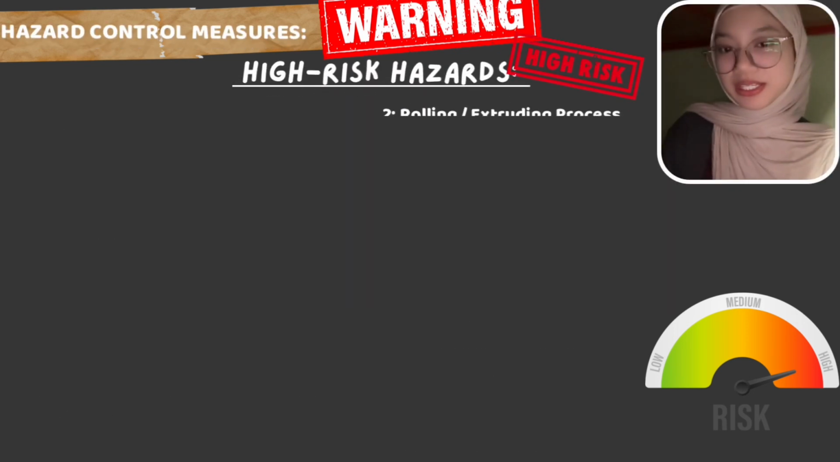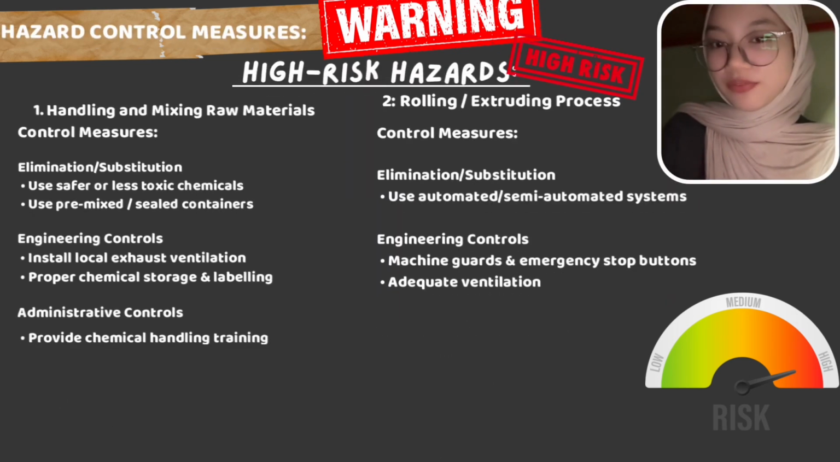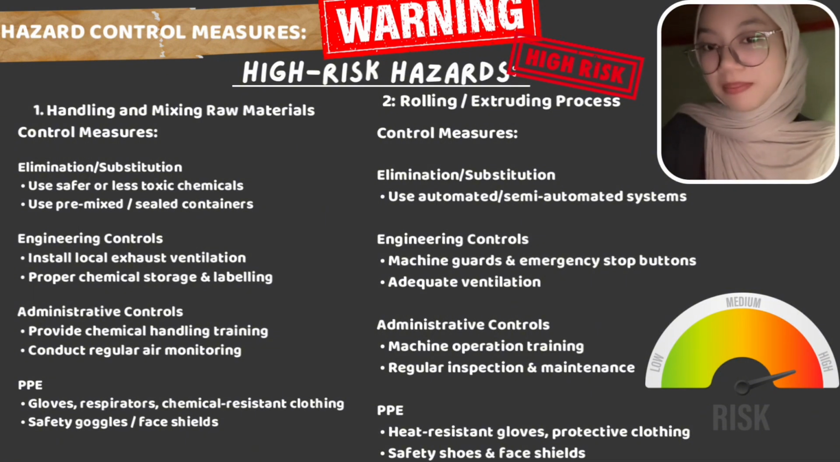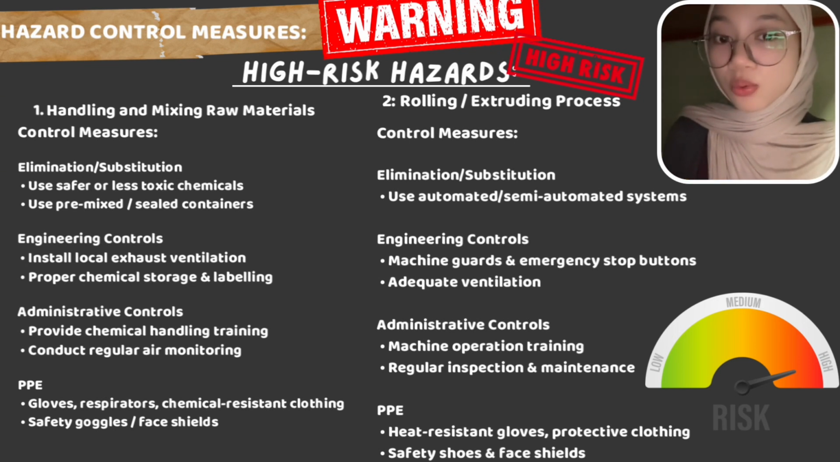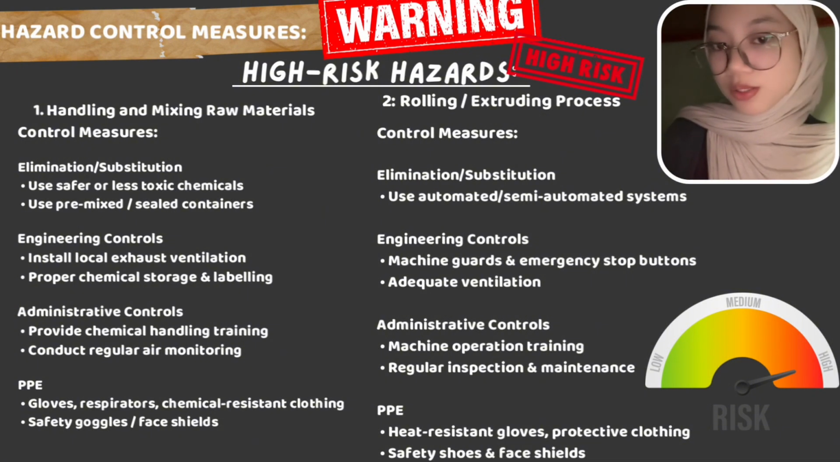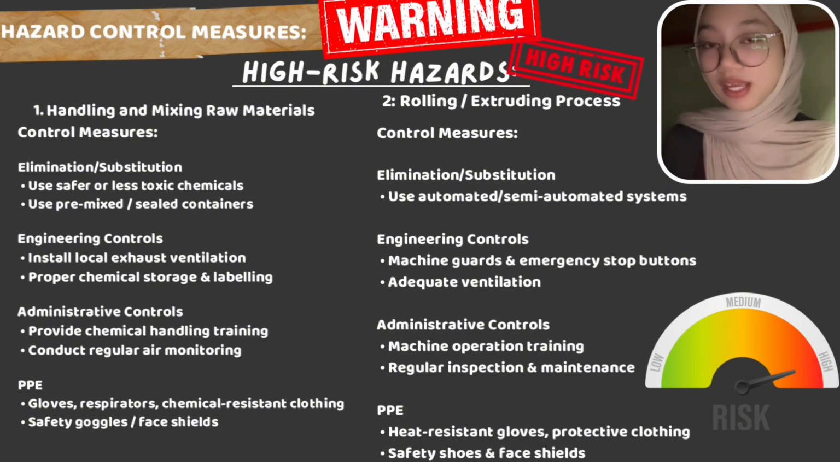Next, for the rolling and extruding process. First, elimination or substitution means using automated or semi-automated systems. This helps reduce direct worker contact with moving parts and lowers the chance of accidents. Next, engineering controls include installing machine guards and emergency stop buttons to prevent injuries. Adequate ventilation is also provided to reduce heat and fumes in the area.